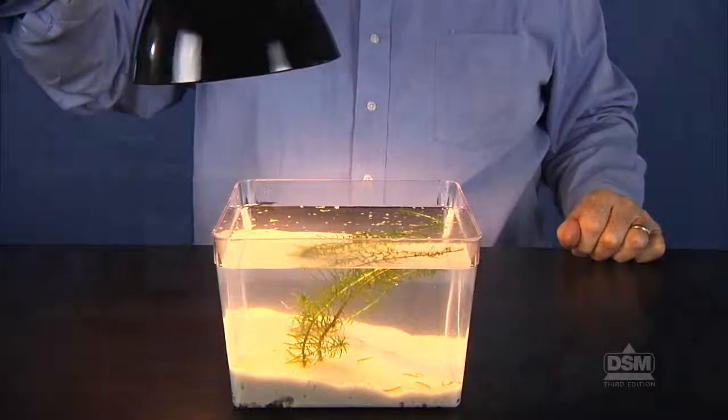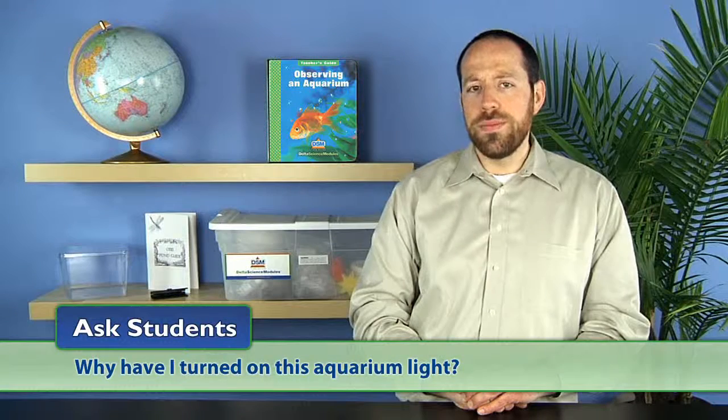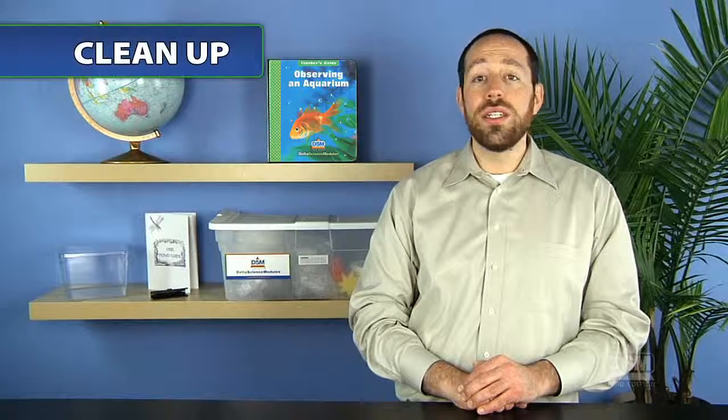Ask students, why have I turned on the aquarium light? Students should now know that plants need light to grow. Explain that the lamp will also act as a heat source to keep the water at a comfortable temperature for the fish and snails. To conclude the activity, discard the water in the plastic dishes and bowls.